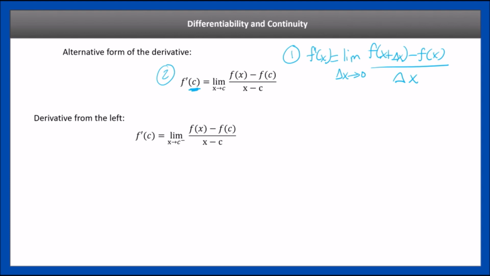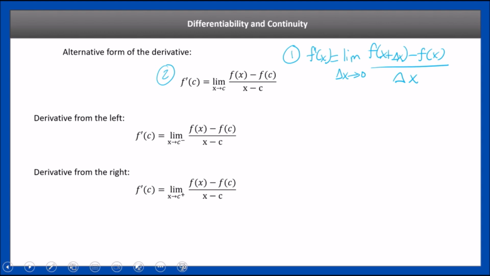So you can plug in c, okay? That's the good thing about this form, is that you can just plug in a number where c is a number. And you can also do derivatives from the left and derivatives from the right using this definition. So that's also the advantage of using this method. The advantage of using method 1 is that it gives you a formula for the derivative for every single value of x, and then you can start plugging in values of x afterwards. So they all have their pros and cons.